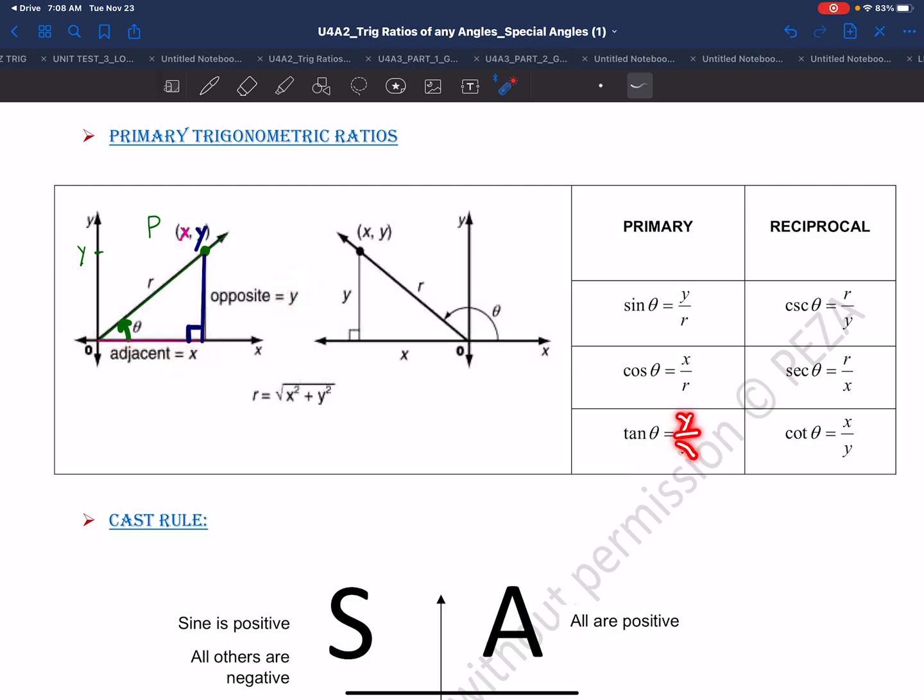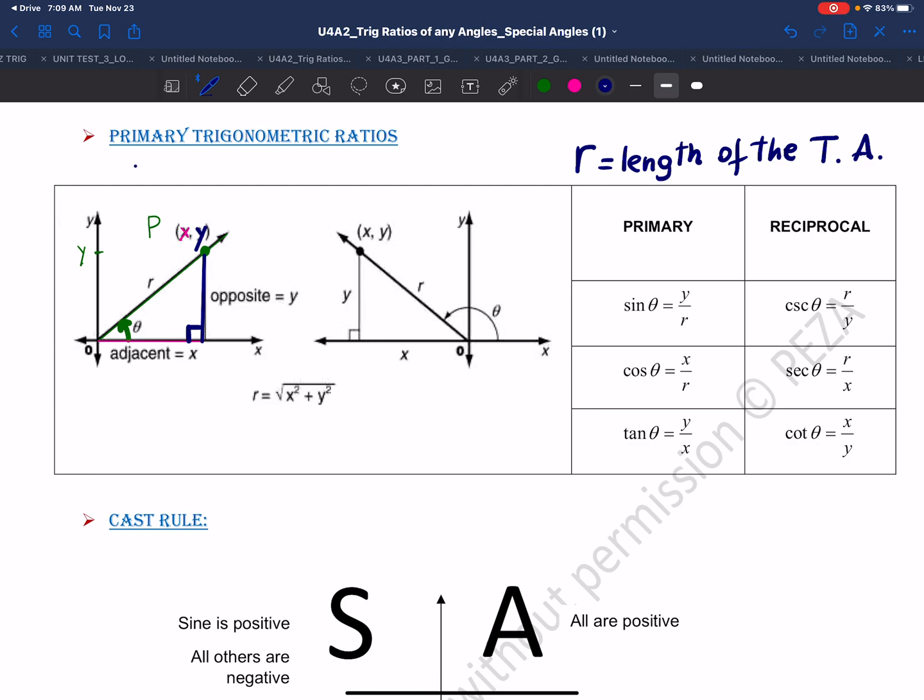So y over x. Now, regardless of where the terminal arm of an angle is located, so whether it's in quadrant 1, 2, 3, or 4, these ratios will always be calculated based on the coordinates x, y, and the value of the hypotenuse, which is r. Remember that r represents the length of the hypotenuse, or the length of the terminal arm. And lengths, I'm going to indicate terminal arm by TA, are always measured by positive numbers.